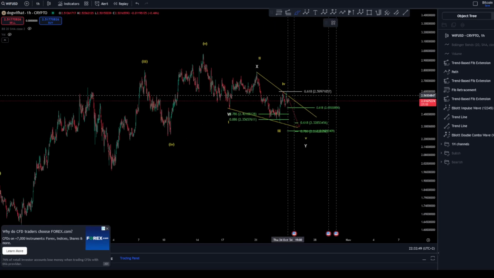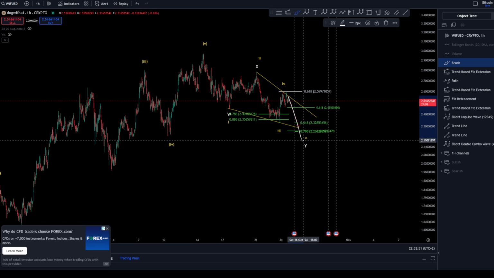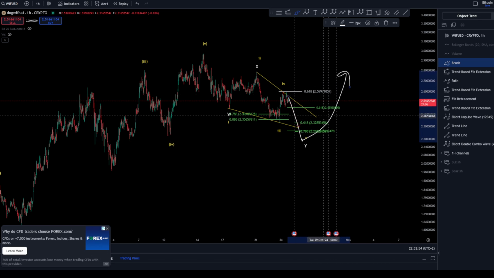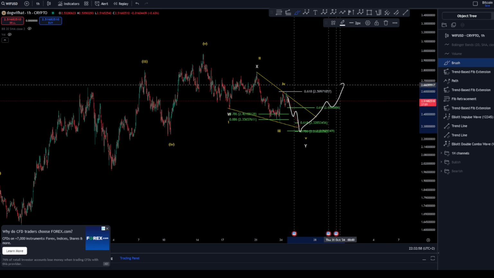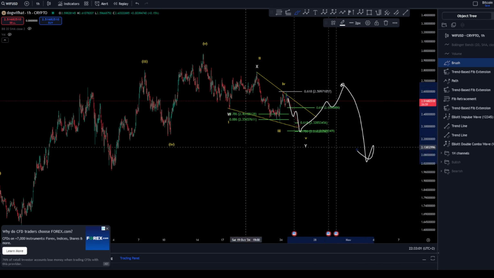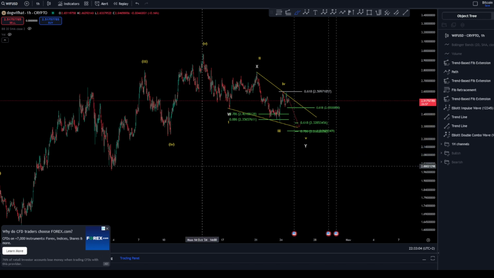And again, if we finish as an impulse, yeah, it sounds weird. You will go up again after it directly. If you see a zigzag, you will go up, but only for a wave 2, and then move down back again. That was it for WIF.